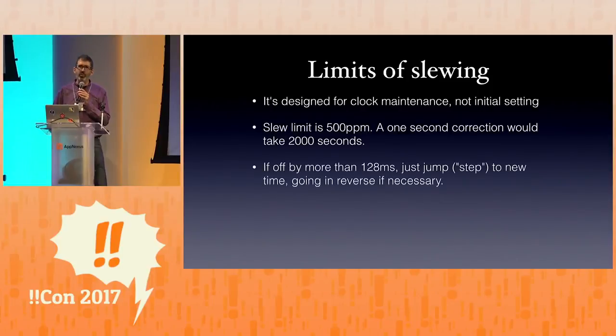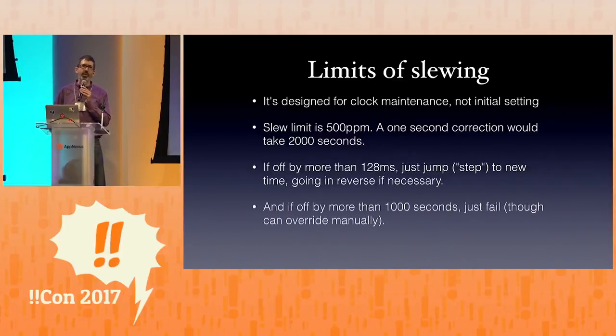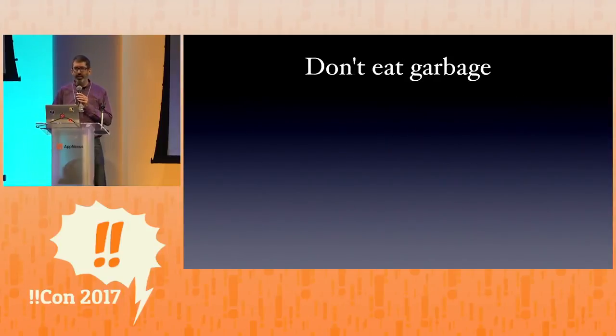So if it's off by more than 128 milliseconds, it just jumps to the correct time. Even if it has to go in reverse, the thinking is this is an initial step. It's better to do that than have your clock be off for 40 minutes or 2 weeks or 3 years. And if you're off by more than 1,000 seconds, NTP just says, no. You can override that manually. That would be for that initial step when I just plug in my computer.